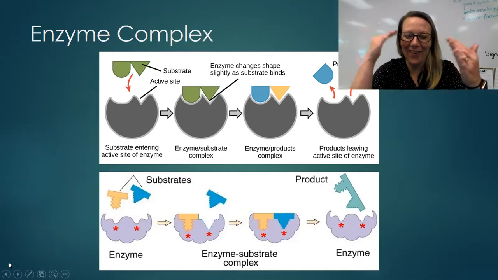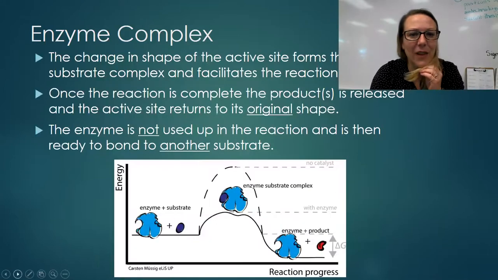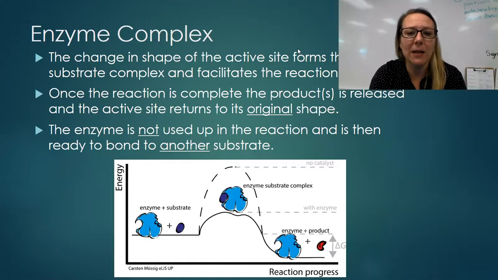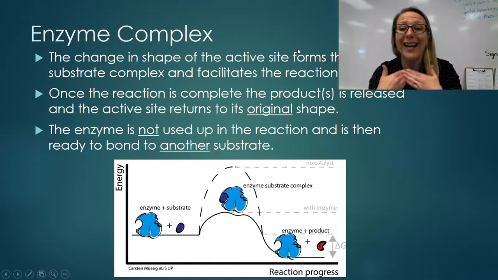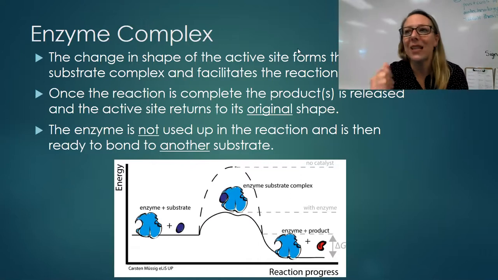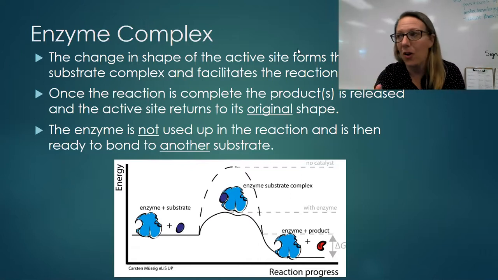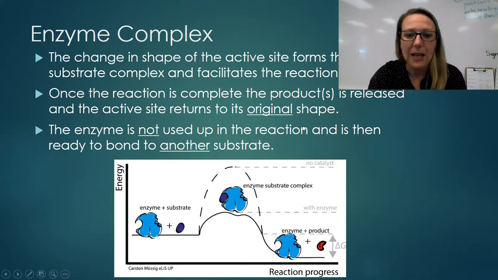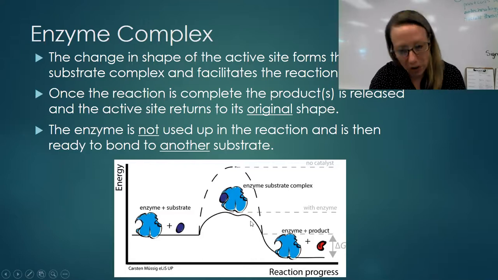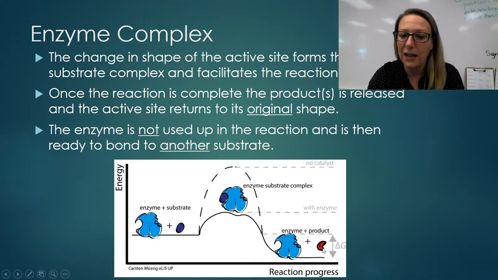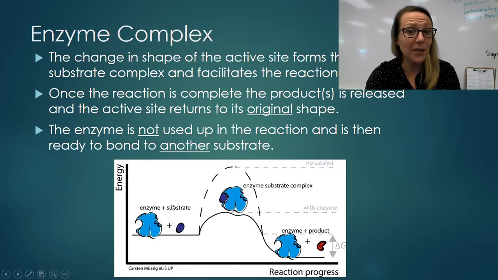So this is how it's all coming together from before. The change in shape of the active site forms the enzyme substrate complex and helps the reaction to occur. Once the reaction is complete, the products are released and the active site goes back to its original shape. The enzyme is not used up, so it will work again and again and again, right? When you use a key, you can still keep using the key on other doors of the same house. You don't need to get a new key. So it can be reused over and over again. So enzyme plus substrate makes an enzyme substrate complex. Then the enzyme is unchanged and the product has been produced. Now the enzyme is going to go find another substrate that fits with it.